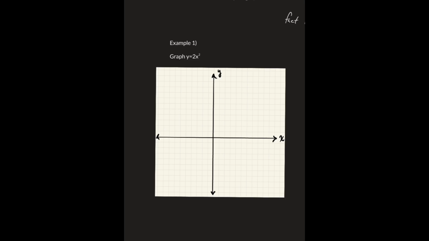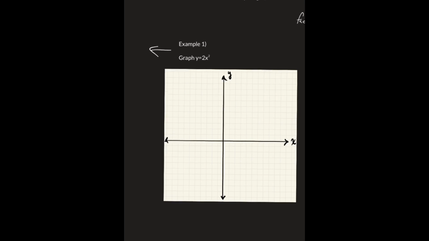For example number 1, we are going to graph y is equal to 2x squared. Okay, so follow me over here. As you can see, I have my function y is equal to 2x squared right here. I have my table. We call it an input-output table. Input is x, output is y. And then I have everything set up right here, ready to go.